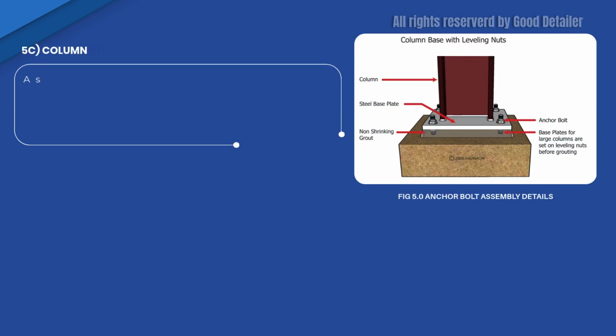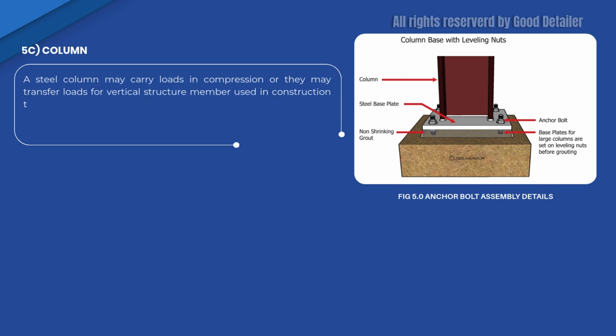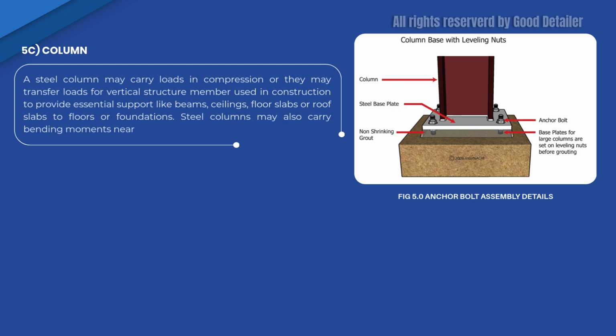5C. Column. A steel column may carry loads in compression, or they may transfer loads. It is a vertical structure member used in construction to provide essential support like beams, ceilings, floor slabs, or roof slabs to floors or foundations. Steel columns may also carry bending moments near cross-section axes.